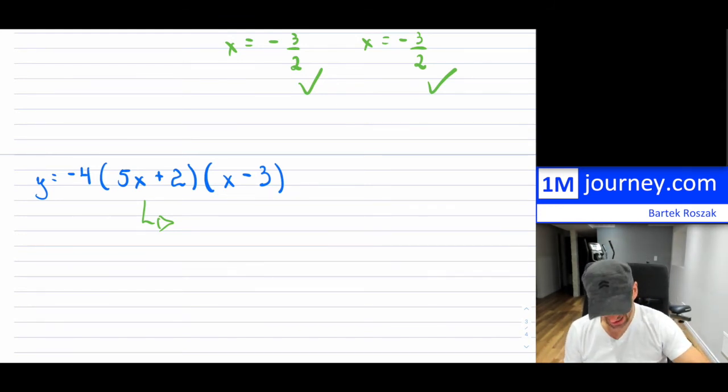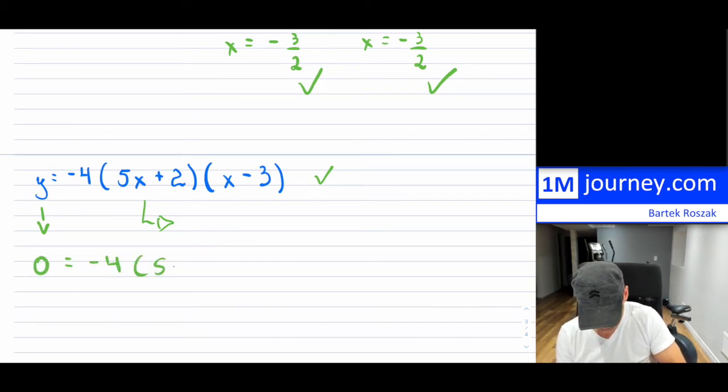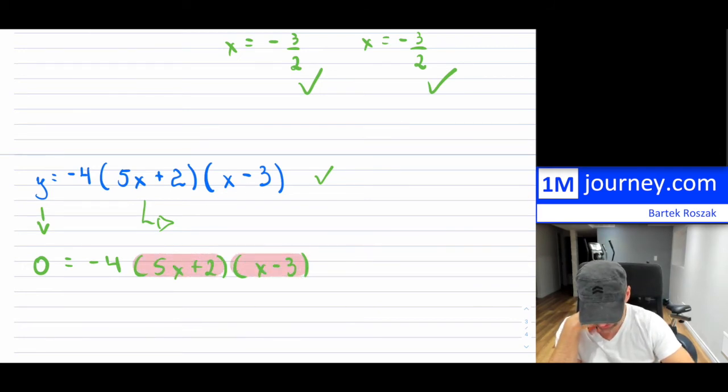So if it's factored, then what you can do right away is say, all right, well, it's factored. So I'm going to set y equal to 0. And that's going to give me -4(5x + 2)(x - 3). And now what I'm trying to find is, for what values of x is this equation 0? Well, the values of x are going to come from these 2 factors.